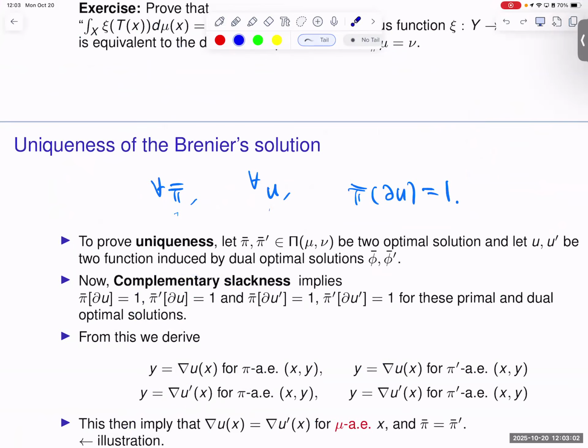The same for pi prime. Pi prime, which satisfies this relation here, can also be given as the gradient of u. Also, because of this, pi prime is given as the gradient of u prime. So on one hand, you have gradient u here for pi, and the gradient u for pi prime. That means pi bar and pi bar prime should be the same.